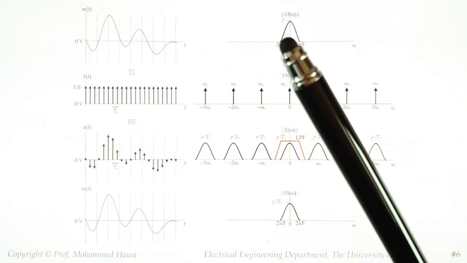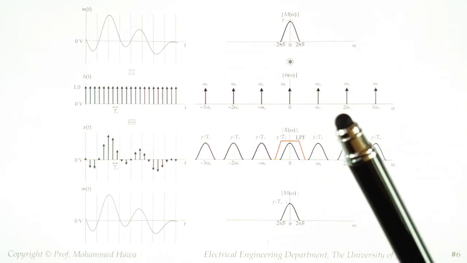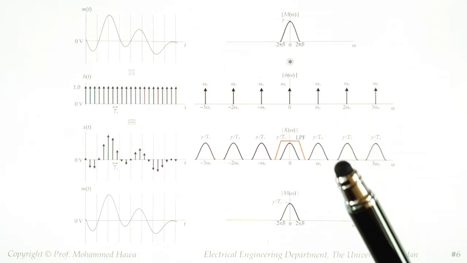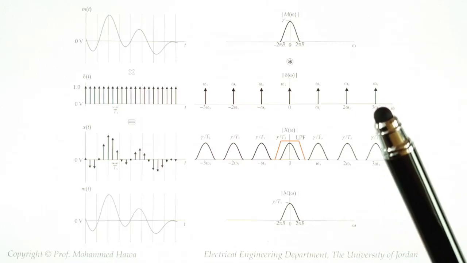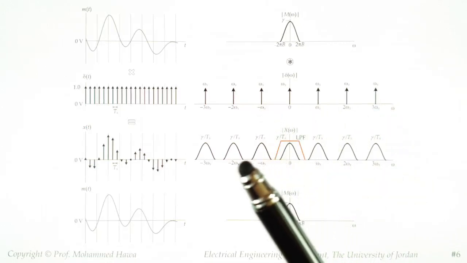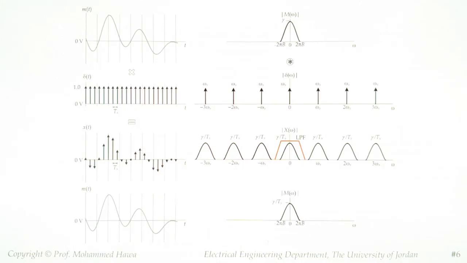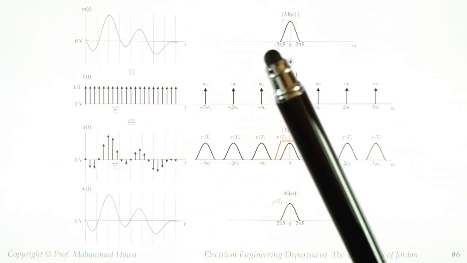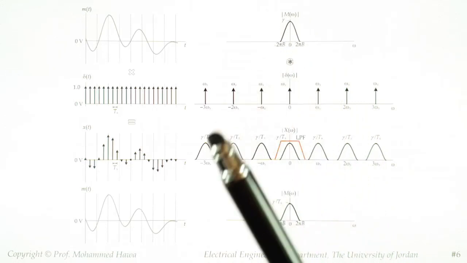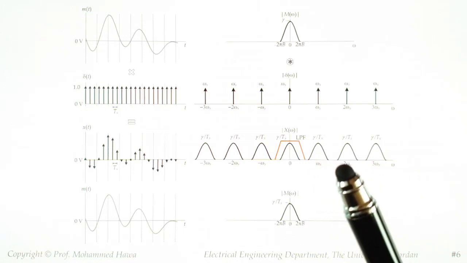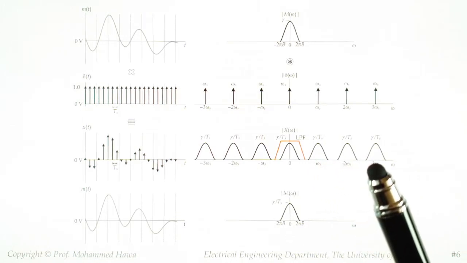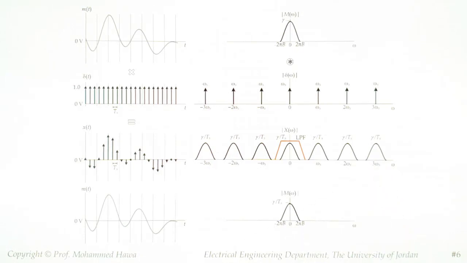When you do convolution between M of omega and this impulse at 2 omega s, you're going to get the same M of omega, but this time shifted to 2 omega s. And then you'll get another copy because of this impulse, another copy because of this impulse, another copy and another copy. You'll get infinite copies of the same original shape M of omega. So please understand that you are not changing the shape of the original signal M of omega, rather you're creating infinite copies of that shape located at the sampling frequency, twice the sampling frequency, 3 times the sampling frequency, so multiples of the sampling frequency.